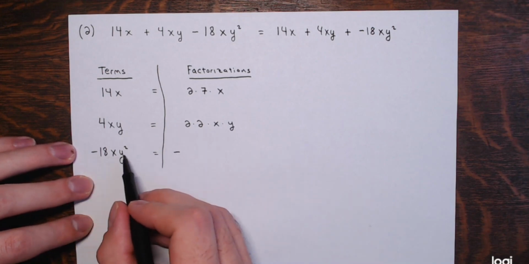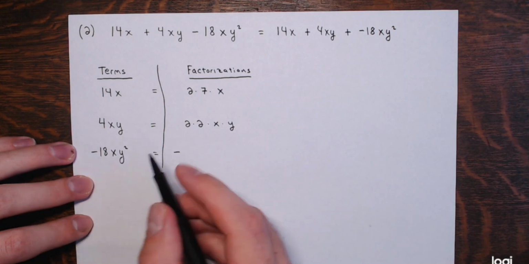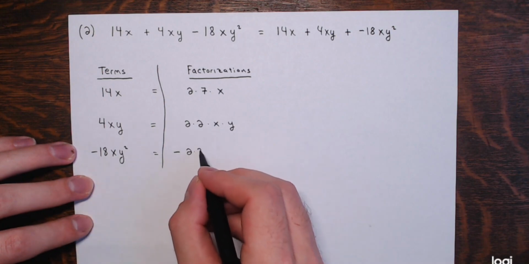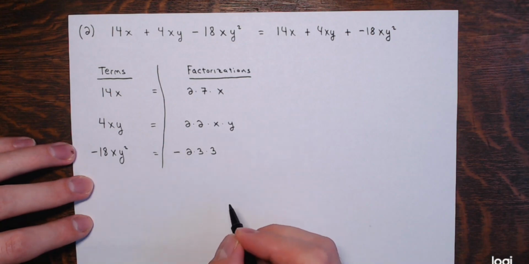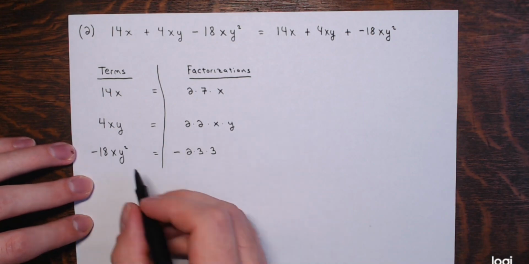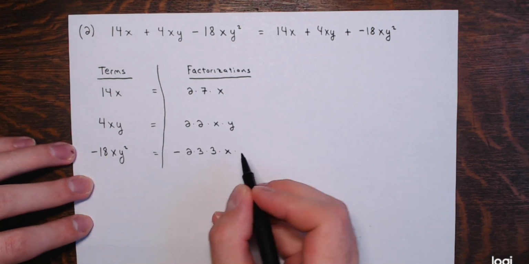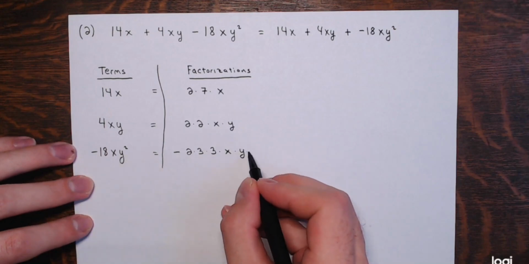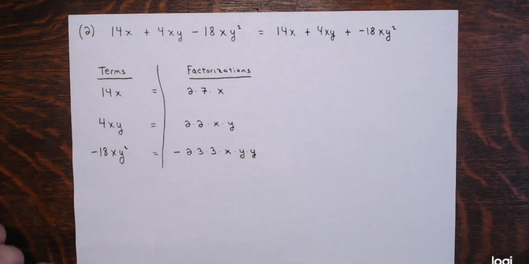Then we're breaking down 18x and y squared. 18 is 2 times 3 times 3, right? 2 times 9. And then x to the first is just x. And then y squared is 2 factors of y. Remember, that's what it means for y squared. So I factor every term completely.